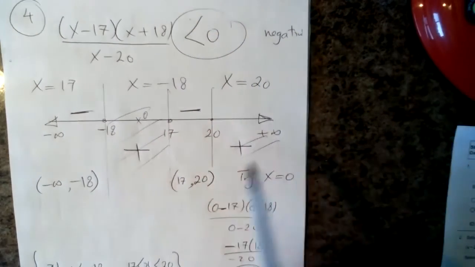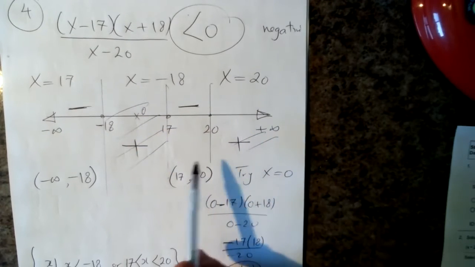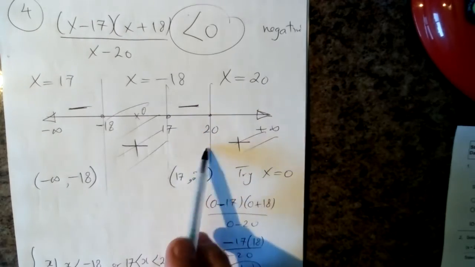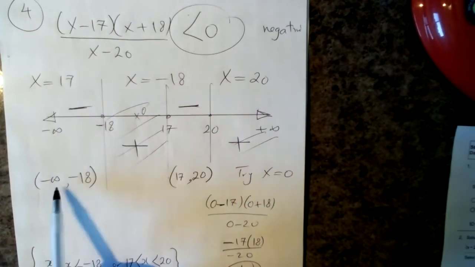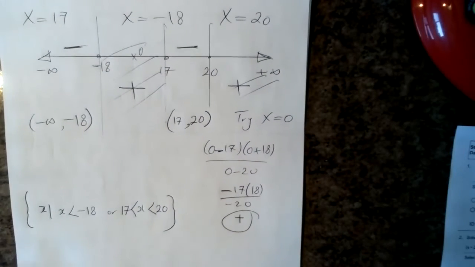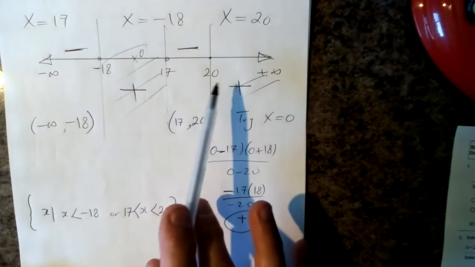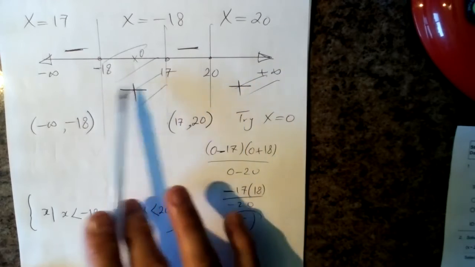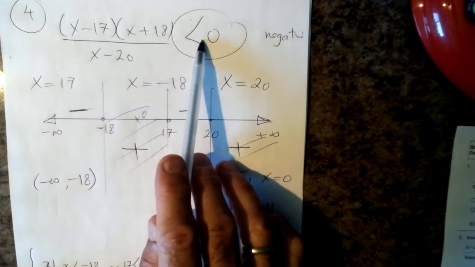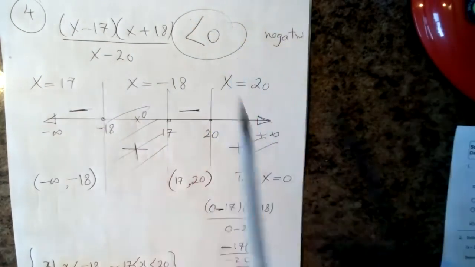The problem is asking for all the numbers that make it less than 0, meaning looking for a negative number. That means I don't want this section, I don't want that section. I want numbers between 17 and 20 because this makes it negative, and this makes it negative, so between minus infinity and minus 18. So first you determine the sign of plus or minus, and then at the end you look at the symbol of the original problem, whether it's asking for a positive or negative number.